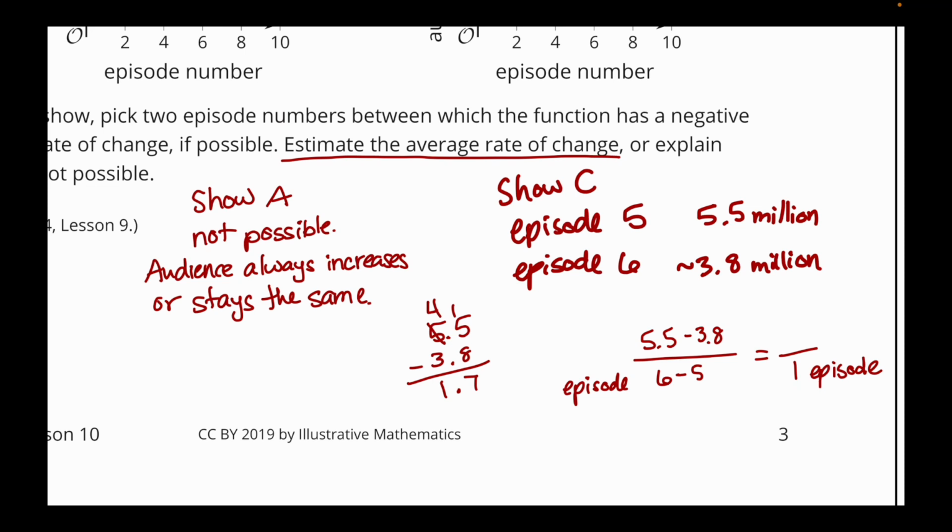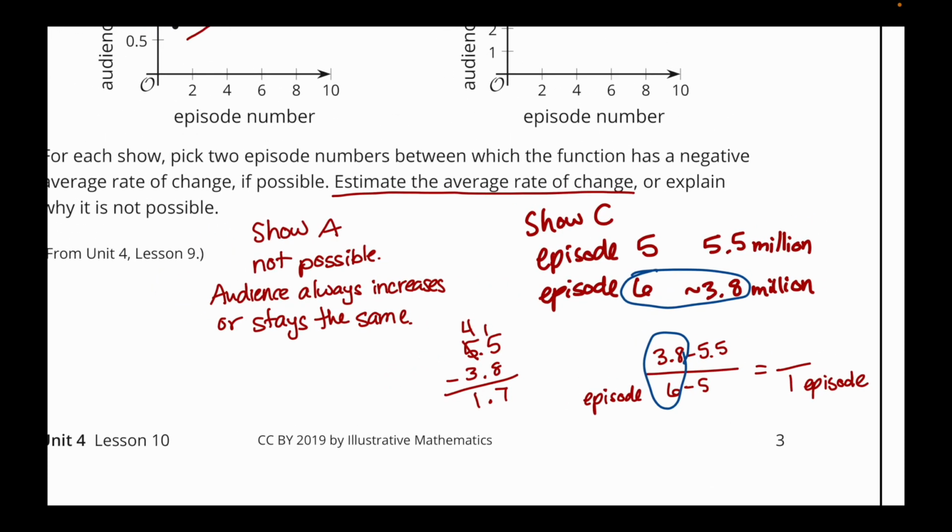So, I actually put this in the wrong order. I should be doing 3.8 minus 5.5. Because I do want negative rate of change, and it's important that 6 and 3.8 should be in the same positions when we're subtracting. This is why I normally like to stack things up vertically, but I just chose not to for this one. And look at that, I made a mistake. So we're going to have negative 1.7 million. And so that is my estimate for the average rate of change.